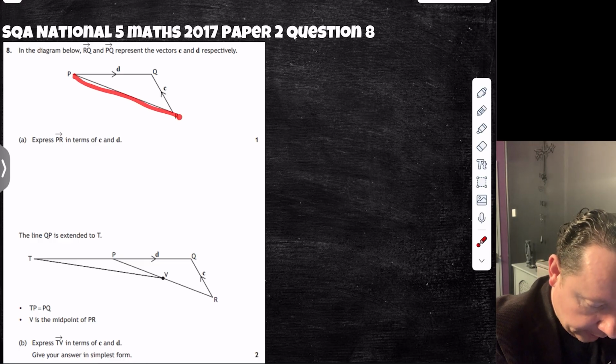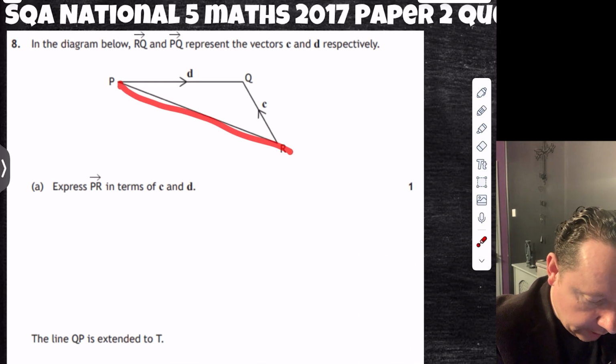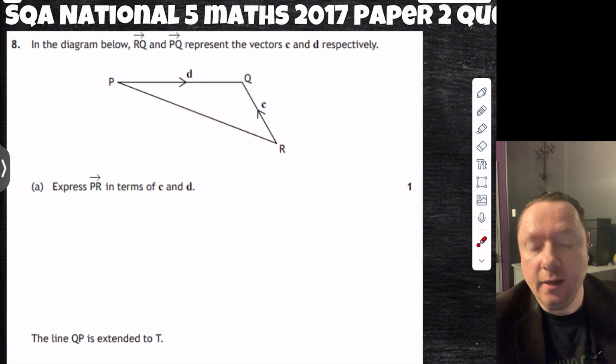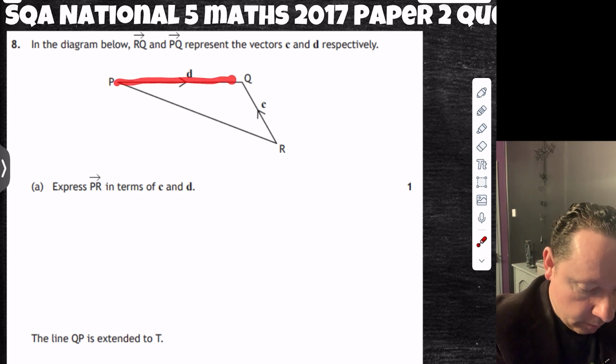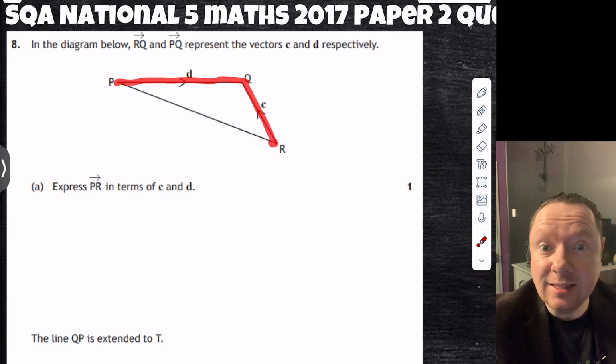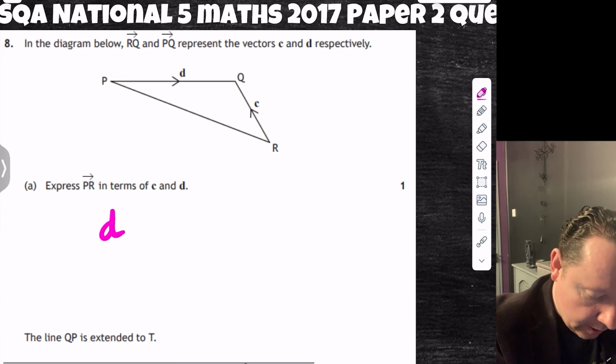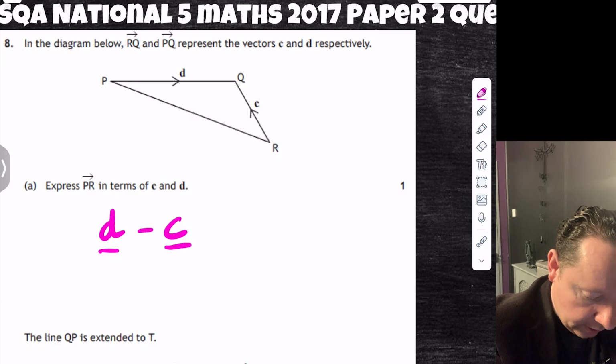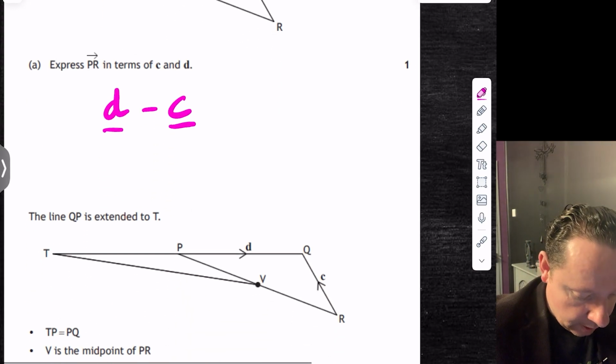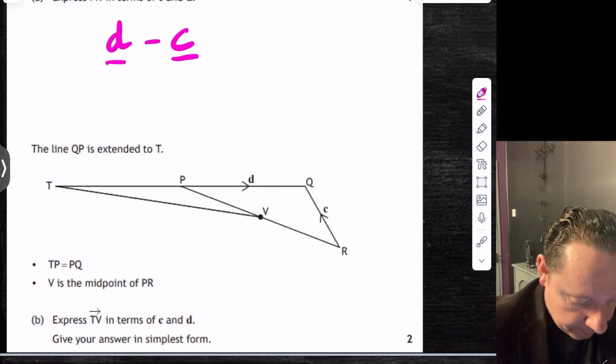So we need to go from P to R. So we can take any route we want as long as we start at P and end at R. So we just use vectors we know. We go along D, and then we go down here, which is minus C because it's in the opposite direction. So it's D take away C. Simple as that. D take away C. And we're done there.